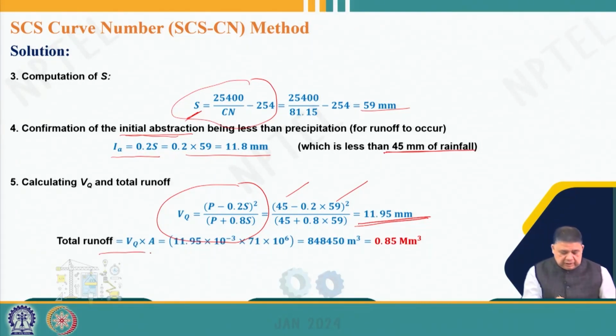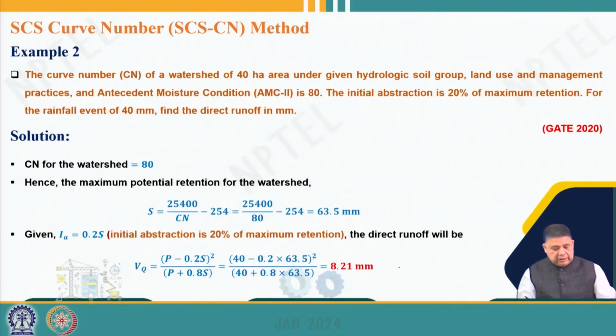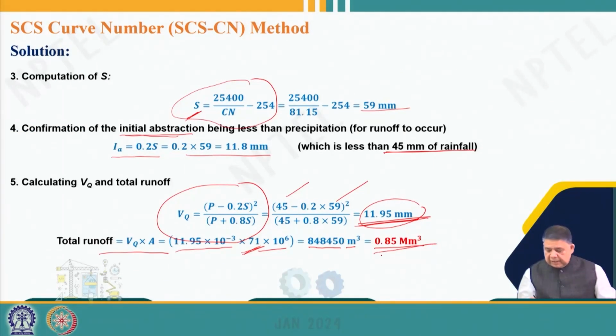But we have to also get it in volumetric terms. So, obviously, the 11.595 millimeters we have to multiply with the total area also. Of course, this is a unit conversion just to get everything in meters, and so we get this value of 848,450 cubic meters, or we can say that it is 0.85 million cubic meters. So the runoff volume for the given data set was 0.85 million cubic meters.